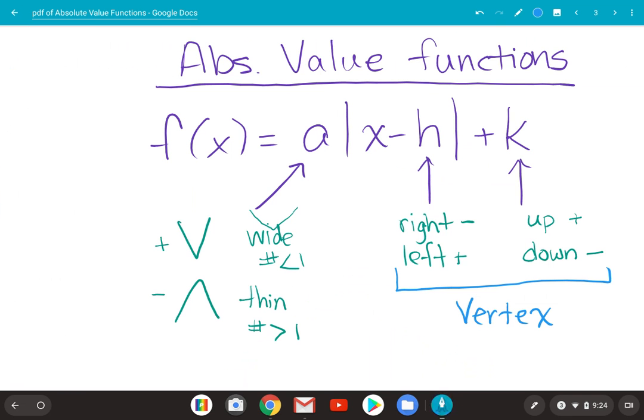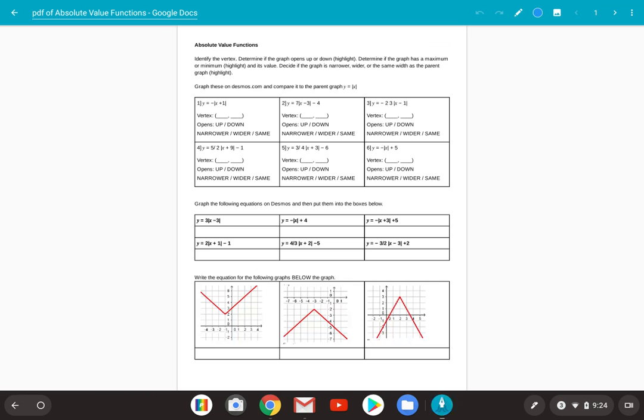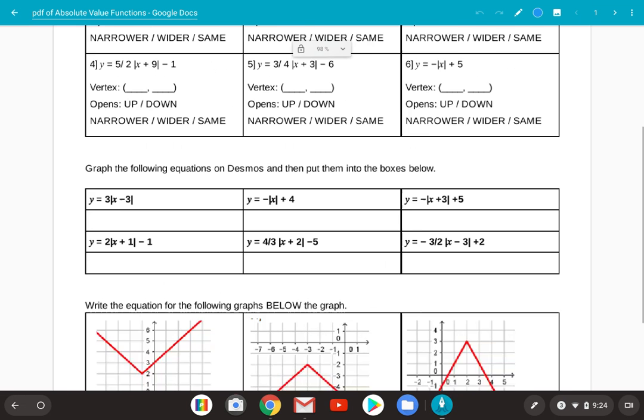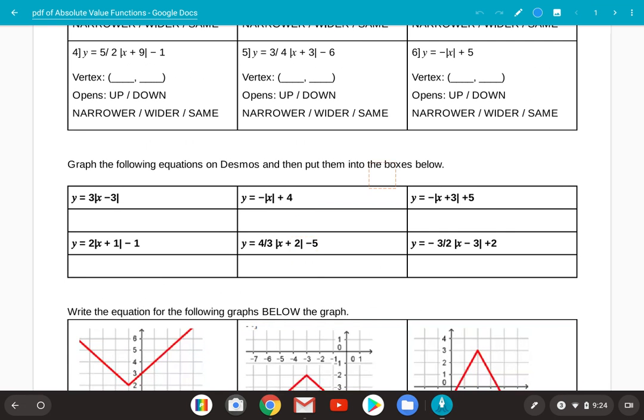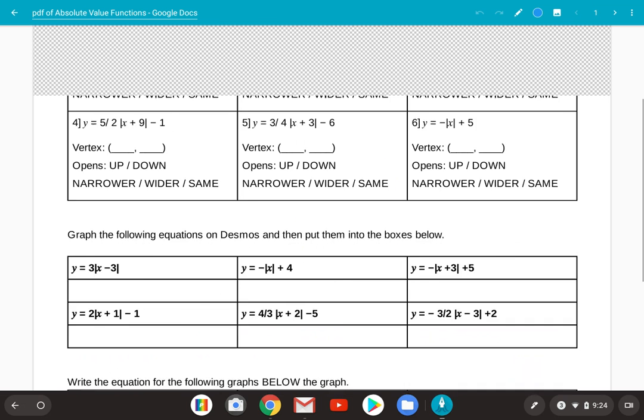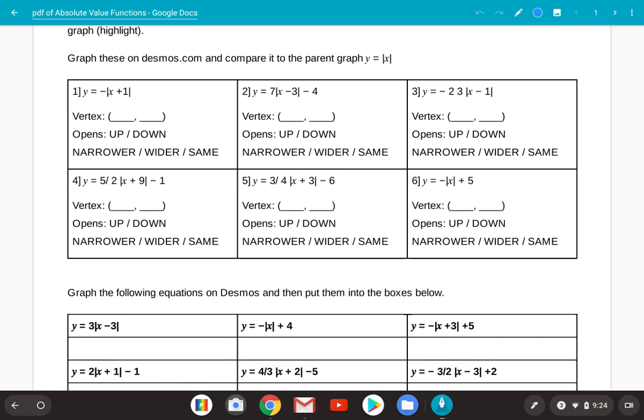Let me go back to this. Now you had a worksheet that you needed to do with this one. Let's see if I can make it bigger. There you go. I want to do one of these with you so you can see it. So let's try a big one, number 4. Your vertex is going to be the opposite of that number, so negative 9, and our k stays the same, negative 1. That's how you find your vertex.